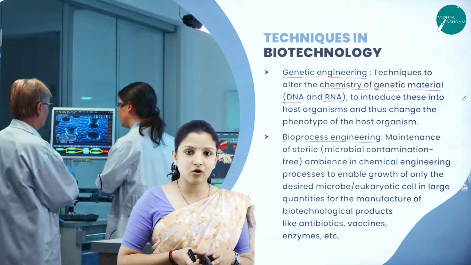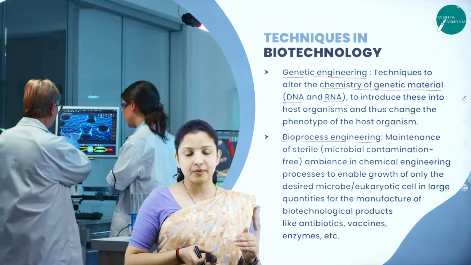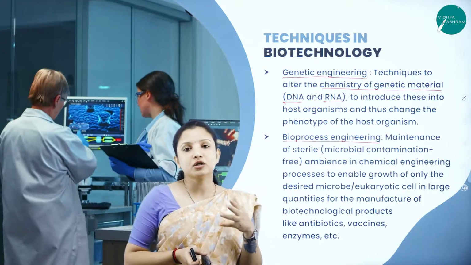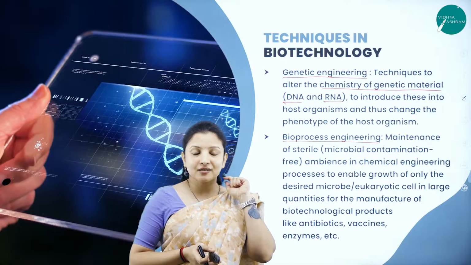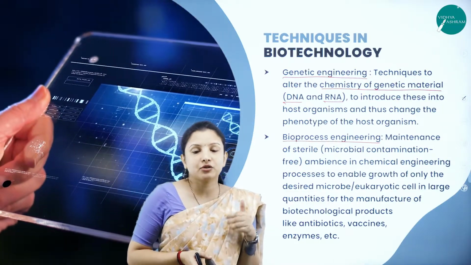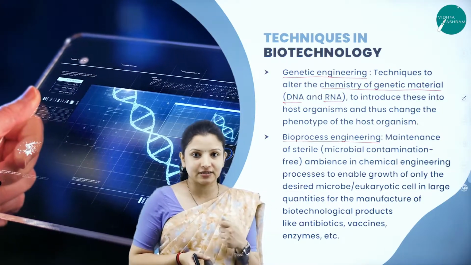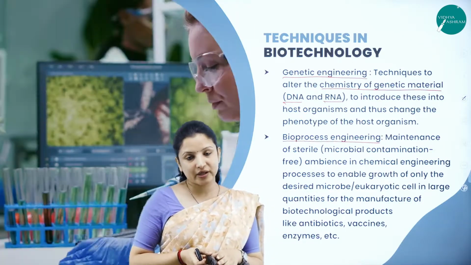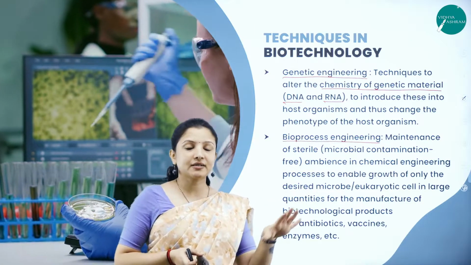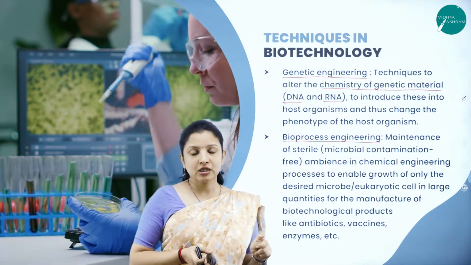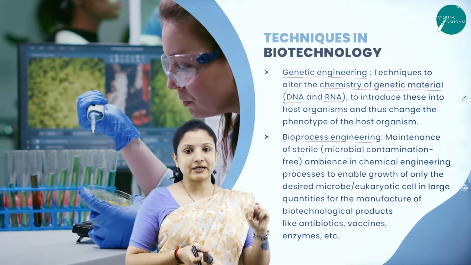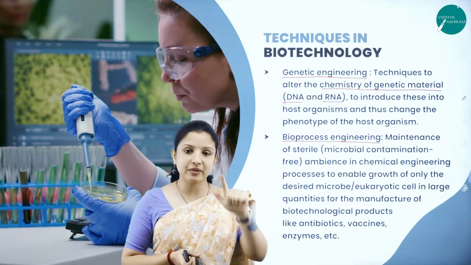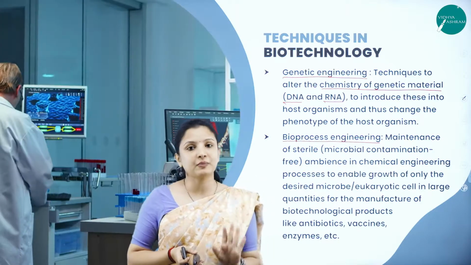They alter because, say for example, there is a crop which is not producing good yield, but that crop has the capability to resist various types of diseases. Now there is one more crop which is not capable of resisting various types of diseases, but it is capable of producing good yield.